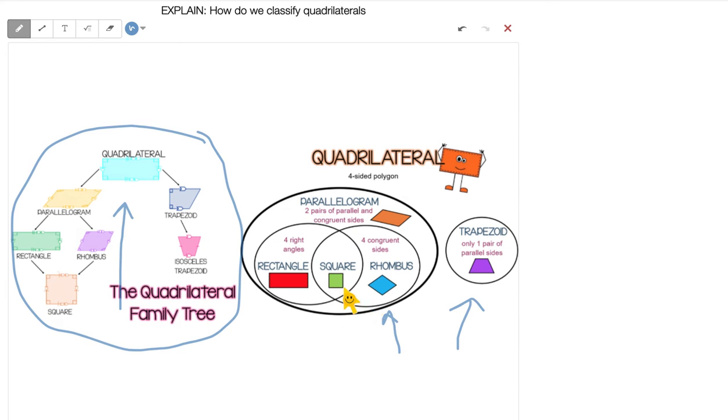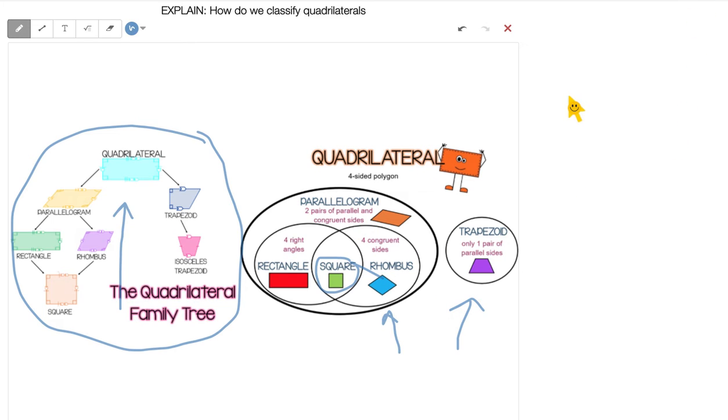The Venn diagram shows that square is in this overlapping part between rectangle and rhombus, because square has characteristics that could make it a rhombus and a rectangle as well. Okay, so if you're not a linear thinker, this might be the image that helps you figure out the classification, okay? Again, take a look at these bubbles inside the parallelogram. That means that the square is a parallelogram, the rectangle is, and the rhombus is also a parallelogram, okay?